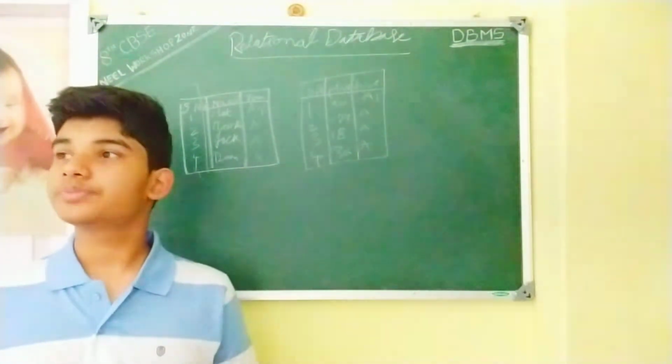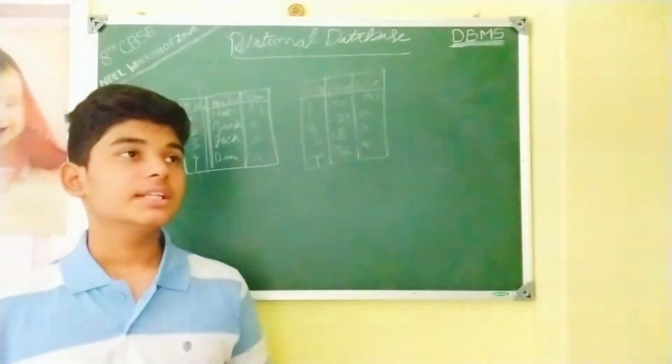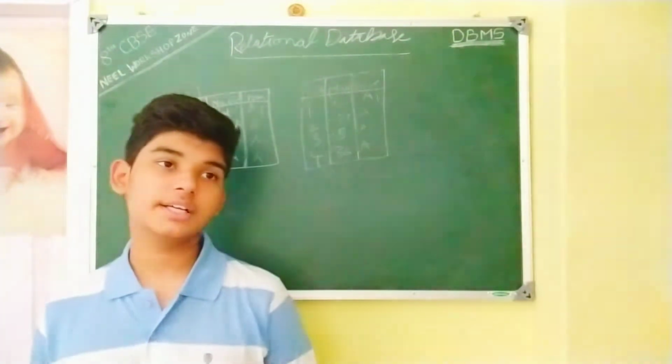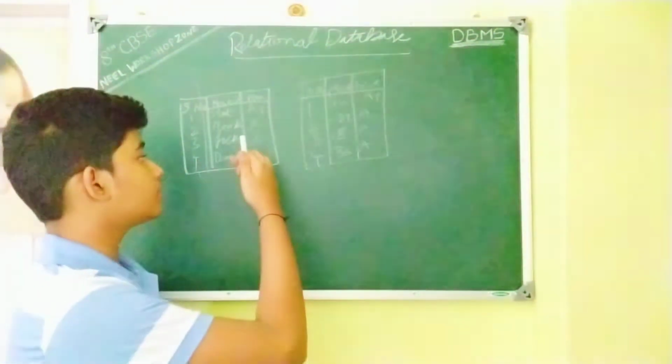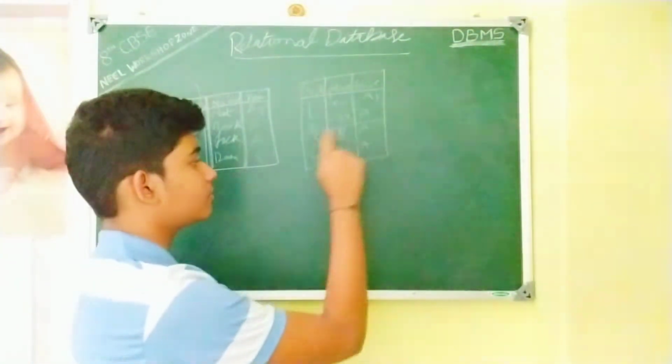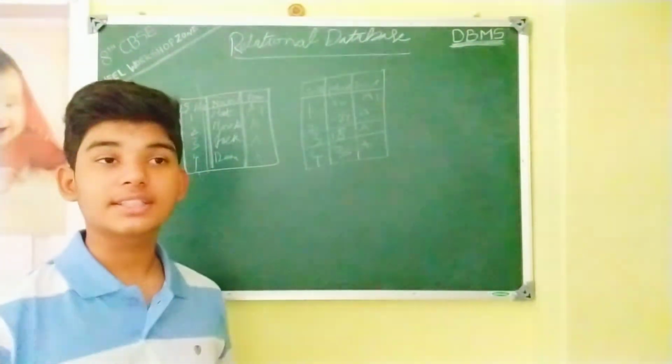Next, you have tables. Tables are basically stored data in the form of rows and columns. For example, this is a table. This is a table.